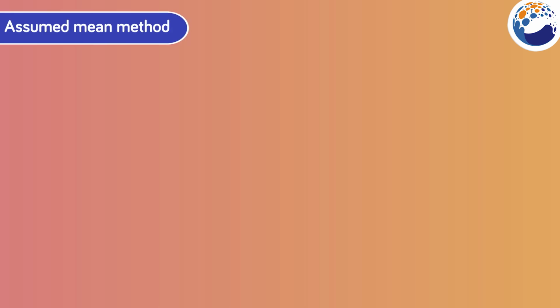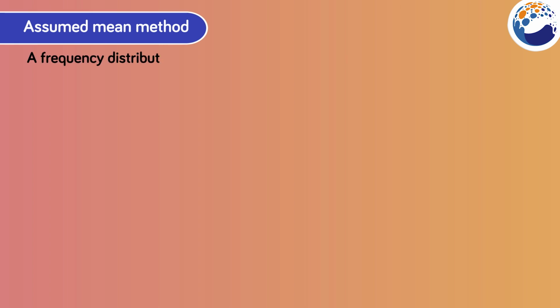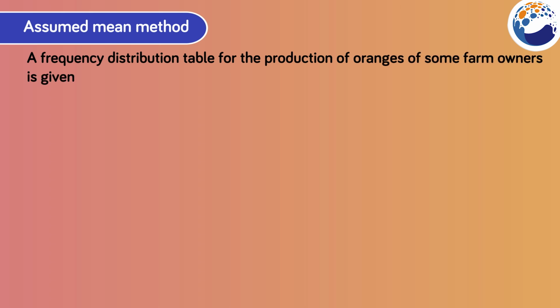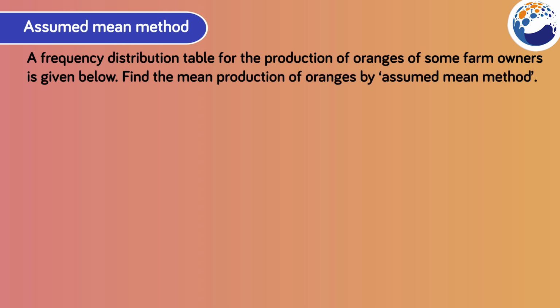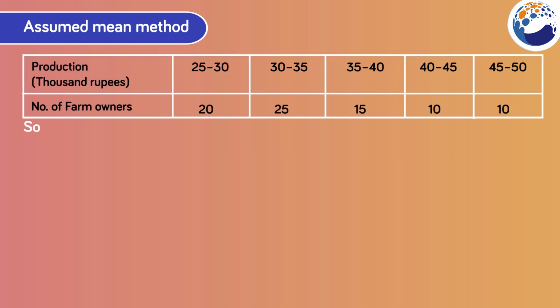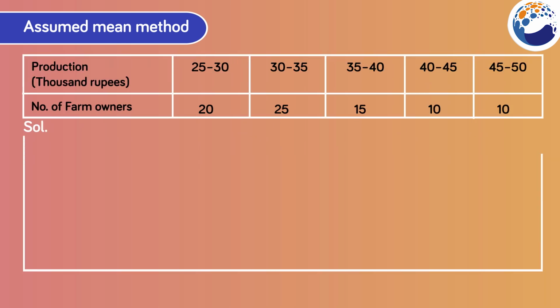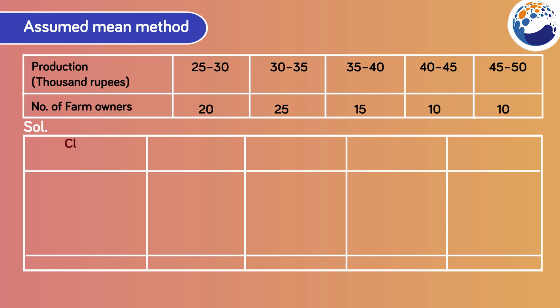Assumed mean method. Let us consider one example. A frequency distribution table for the production of oranges of some farm owners is given below. Find the mean production of oranges by the assumed mean method. Consider this table. Solution. There are 6 columns in this method. 1. Class. 2. Class mark xi. 3. Deviation is equal to xi minus a. 4. Frequency fi. 5. Frequency into deviation fi di.